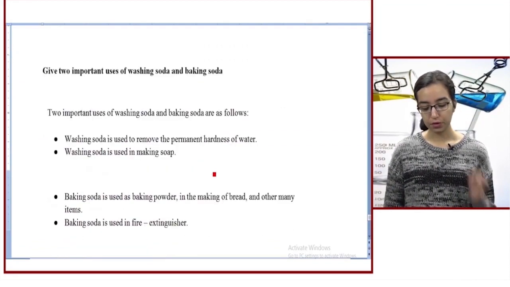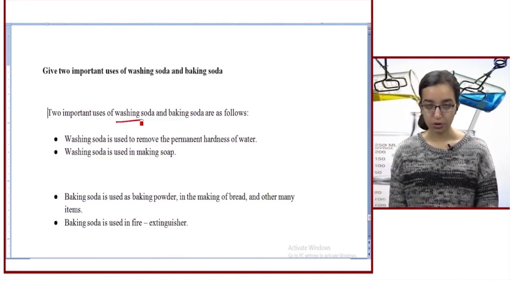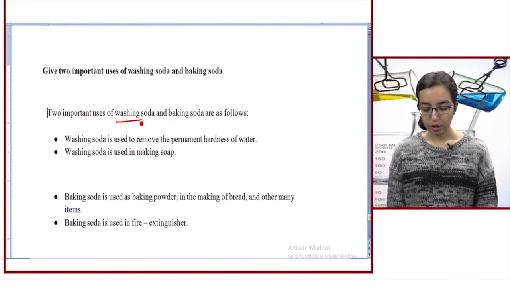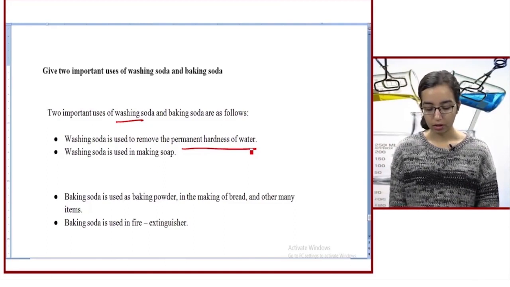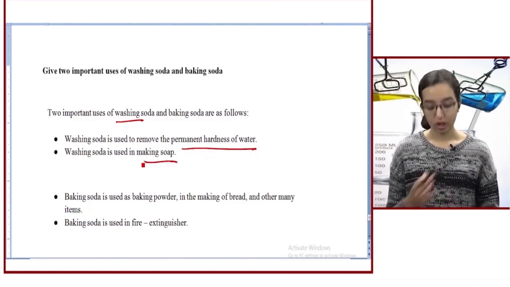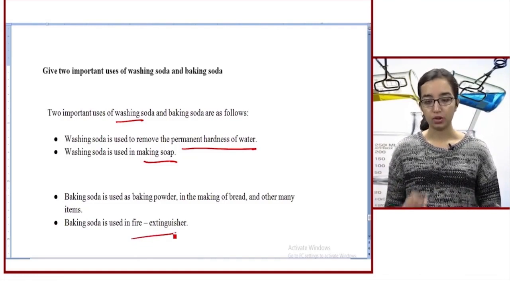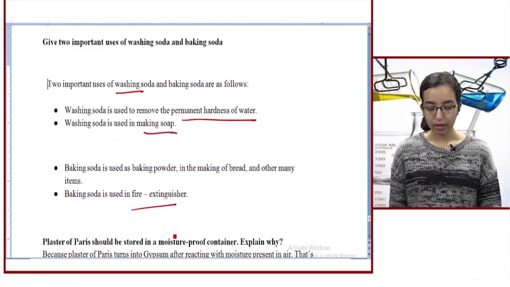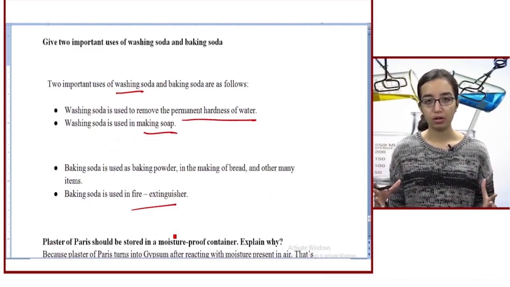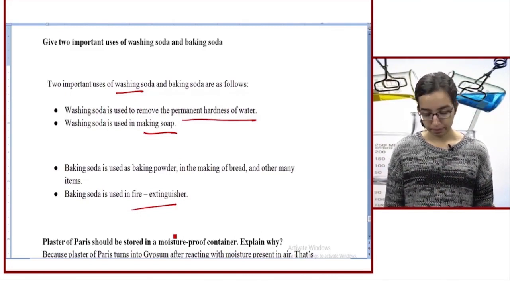Give 2 important uses of washing soda and baking soda. So first let's talk about washing soda. Washing soda is sodium carbonate. It can be used to remove permanent hardness of water, and it also can be used in making of soaps. Baking soda, as the name suggests, is used for making breads and cakes and all the bakery items, and it can also be used as a fire extinguisher. This is because of its property that it can form a layer on a burning point, and it can cut its contact with oxygen.